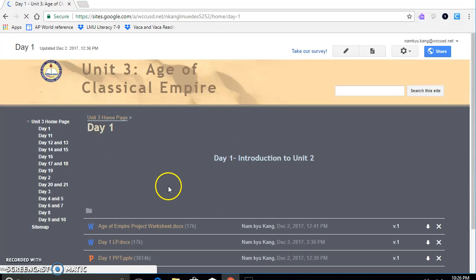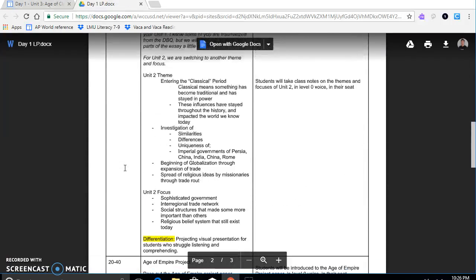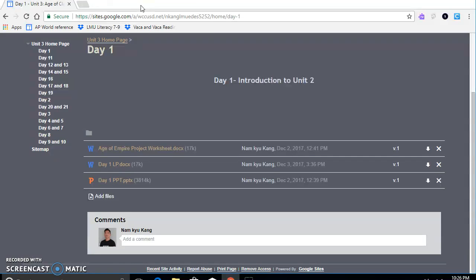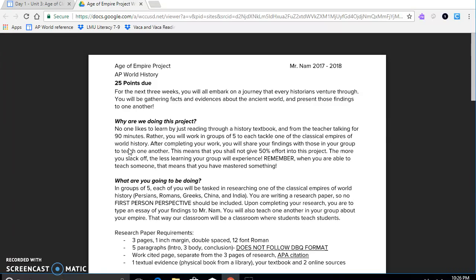So when we dive into day one, I introduce to the students the central theme and focus of the unit, so that they're aware of what's expected from them to learn, so they can measure at the end of the unit what was expected of me in the beginning and whether I have achieved those by the end. I also introduce my Age of Empire project through this worksheet in the beginning of the unit, so they understand what is expected of them for this research project.